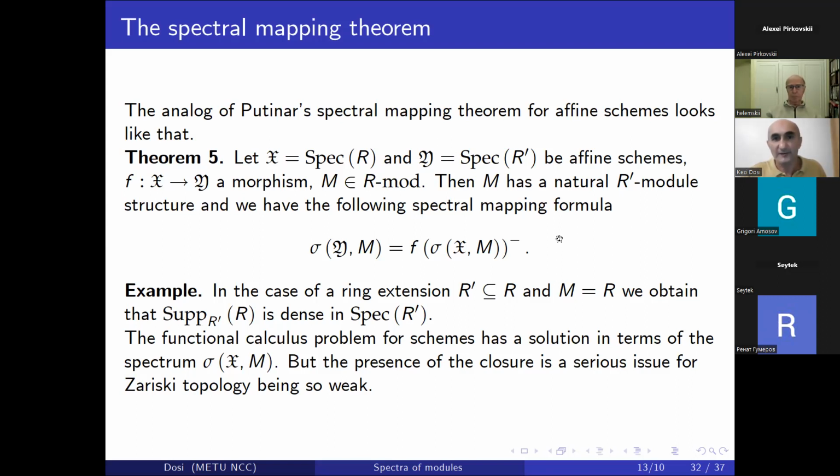Okay, the final task is a few words about the spectral mapping theorem. So in general, we have this Putinar spectral mapping theorem, and in a very algebraic case, we have schemes, we have a morphism, M is an R-module, then M has an R prime module structure, and we have this map. But pay attention here, we have a closure here. A closure is not good in this theory because the topology is so weak, it can cover up so big a space. So you can apply, for example, to this case, R prime is inside of R, M is an R-module, then the support is dense here, right?